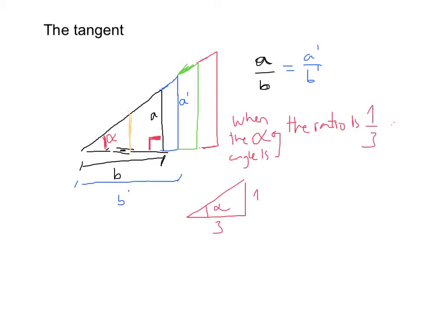Now this is a bit long to write, so we don't like this, but this is what it means: the angle is alpha, the ratio is 1/3. Well, actually we have a better way to write this, because this is a bit long, and that's what we're looking at.